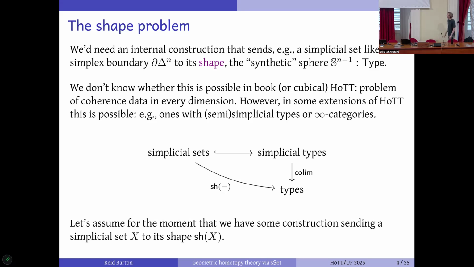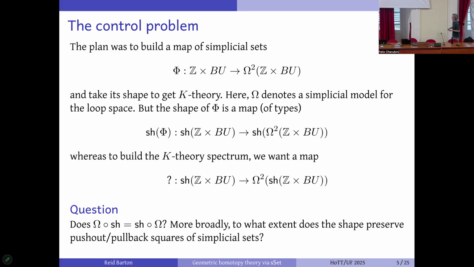So I have some construction that takes a simplicial set, like the boundary of a simplex, and can output the shape that it's supposed to represent, like the synthetic sphere. So there's actually a second problem. If we go back to my plan to build K-theory, there was this map of simplicial sets from Z cross BU to, well, its double loop space. But that double loop space is the simplicial model of the double loop space. It's built by maps of a simplicial sphere into this complex or something like that. And if I take its shape, I'm going to get a map from the shape of the thing on the left to the shape of the thing on the right, ideally.